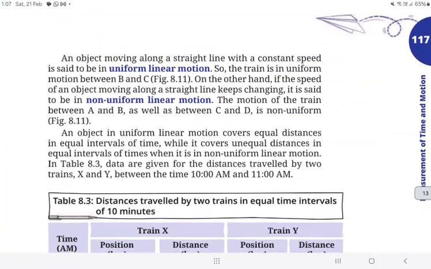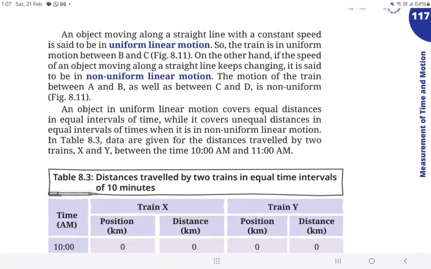So they can ask you what is the difference between uniform and non-uniform linear motion. An object moves along a straight path, why straight path? Because we are talking about linear motion, which is of two types, uniform and non-uniform. So when in a straight line the object is moving with a constant speed, constant speed here means same speed, there are no fluctuations up and down, then it is called uniform linear motion.